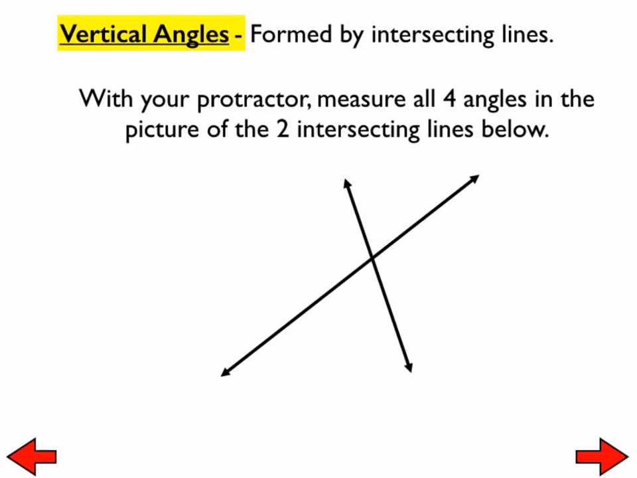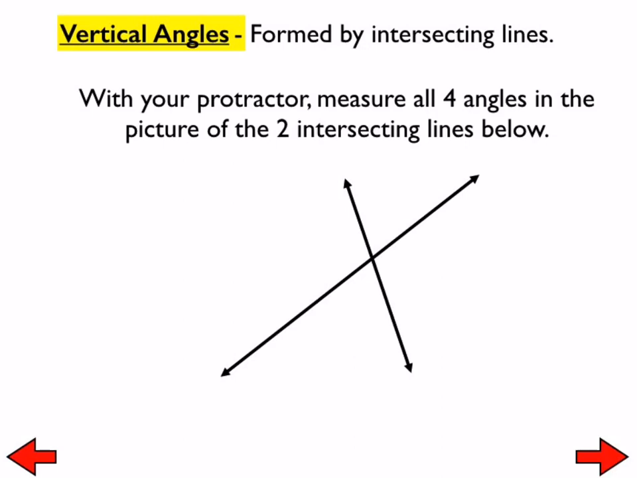So with your protractor, I would like you to measure all 4 angles. You might have to turn your paper a little bit to get a better look at what those angles are. You might have to extend your lines out a bit to get a more accurate measurement. But I would like you to measure all 4 of those angles and write them down as you're going around, okay? And then what we're going to do is compare those with our shoulder partner.